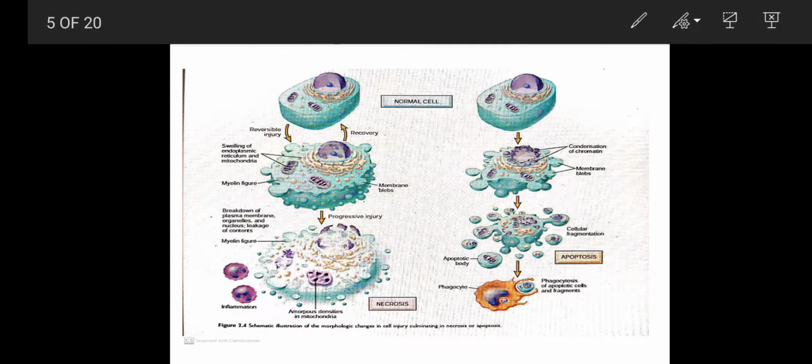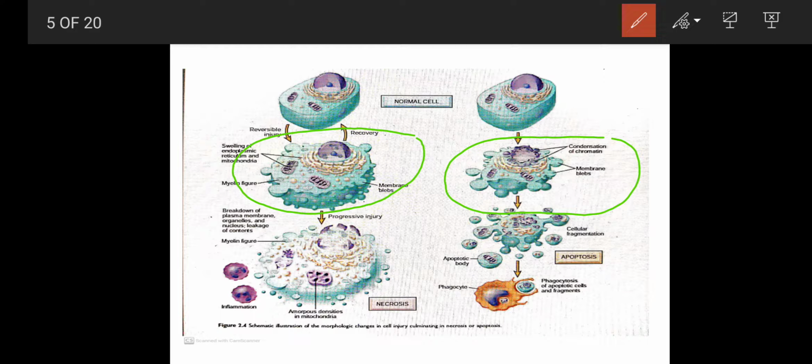Looking at this basic image, now why did I choose this image? Because I wanted to highlight the difference between necrosis and apoptosis. Number one, look at the size. A necrotic cell usually shows swelling, whereas an apoptotic cell shows shrinkage. Now both necrosis as well as apoptosis show what we call cytoplasmic blebs. Both of them show.